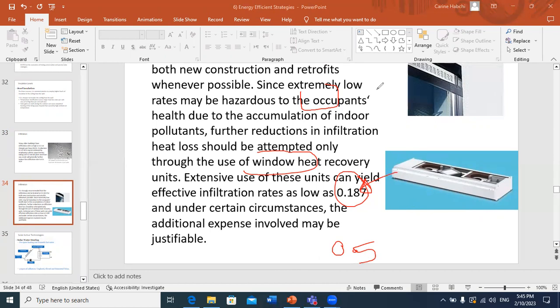But of course, pay attention also to the indoor air quality requirement. If I do this, I should make sure that I have a number of windows that is enough, and that I am operating them in a good way to always ensure good indoor air quality in the space.